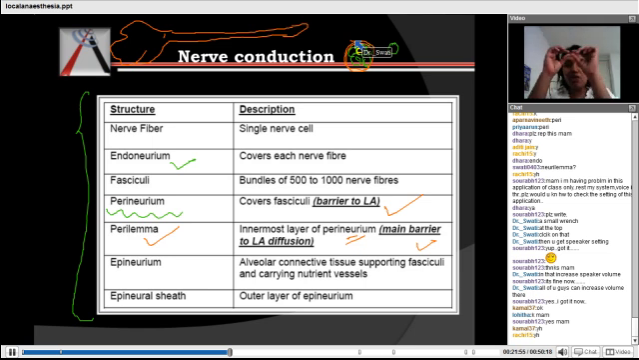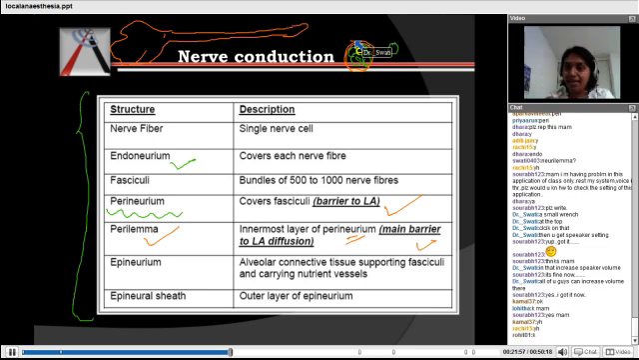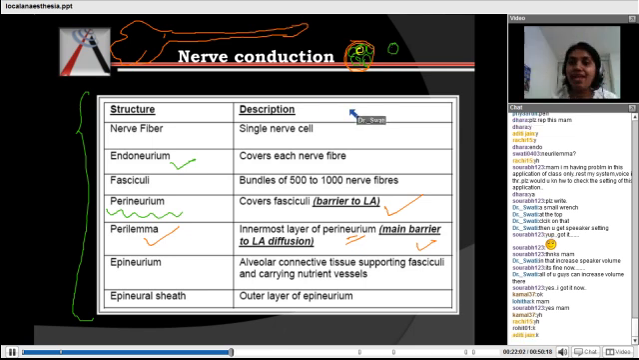Perineurium is a whole layer. Now, if we consider the whole layer, the innermost of the perineurium is called perilemma, and this perilemma is the main barrier to local anesthesia. Clear?